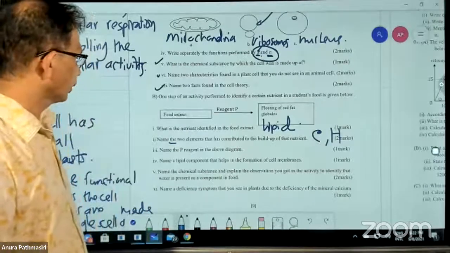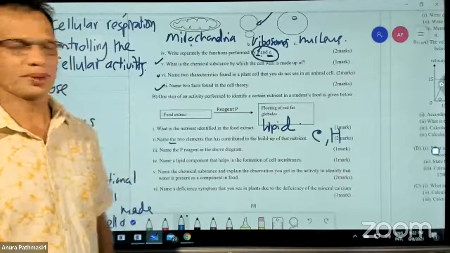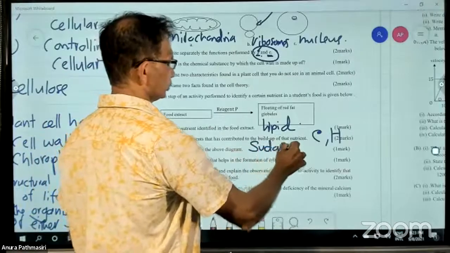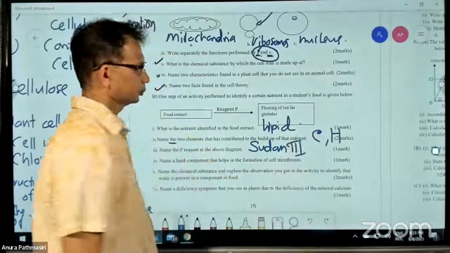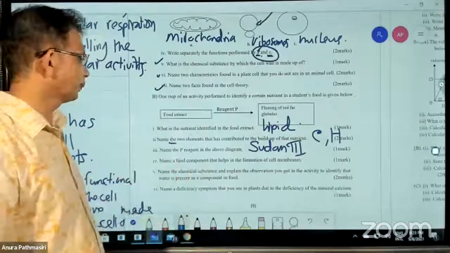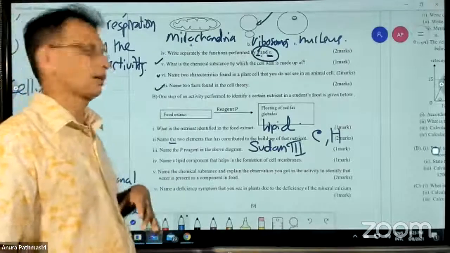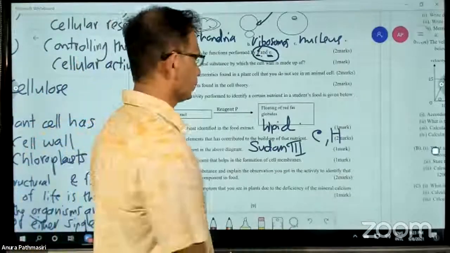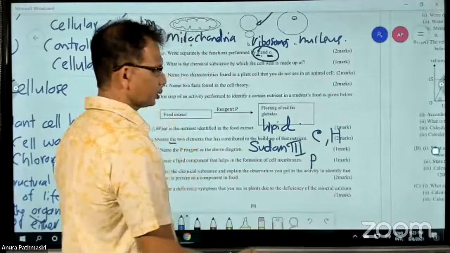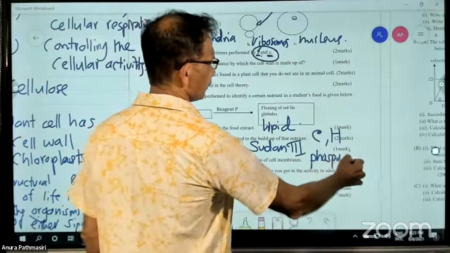Name the P reagent in the above diagram. That's your answer. What is it? Sudan 3. Name a lipid component that helps in the formation of the cell membrane. Phospholipids. Phospholipid, right? How to write phospho? P-H-O-S-P-H-O, phosphorus, phospholipid.